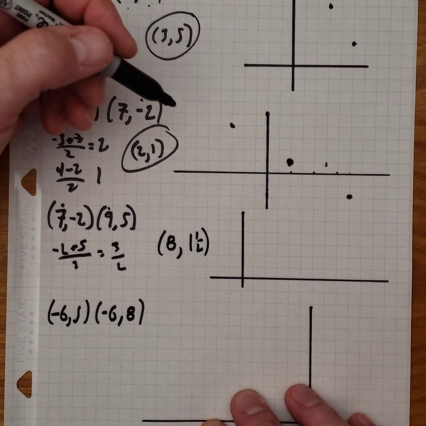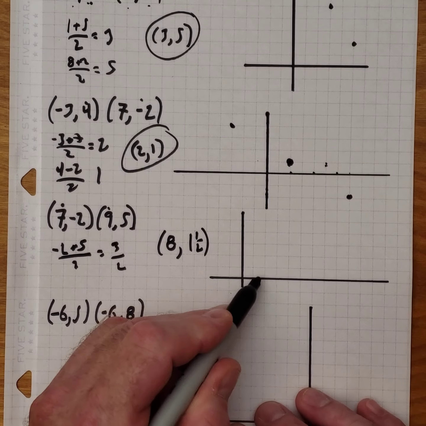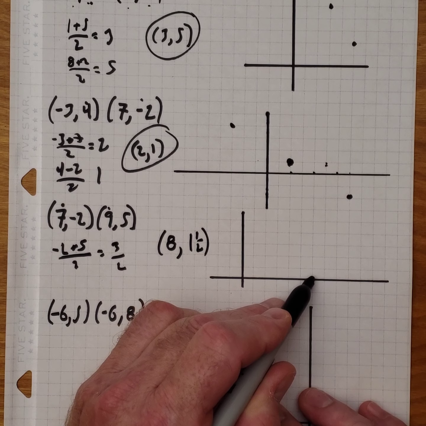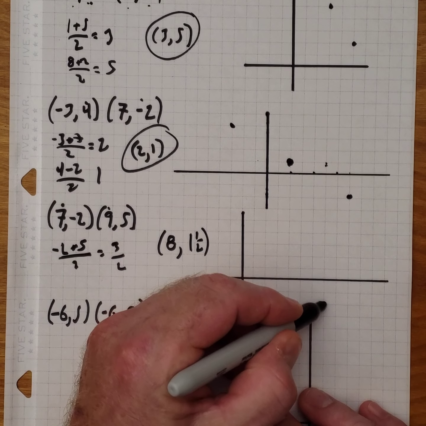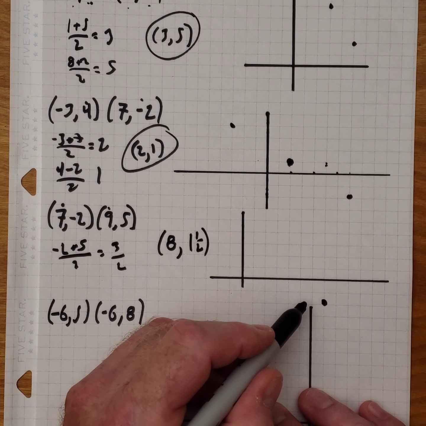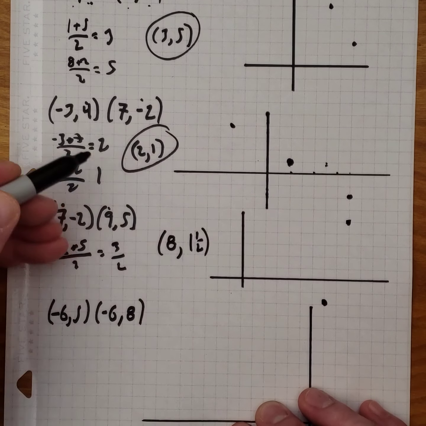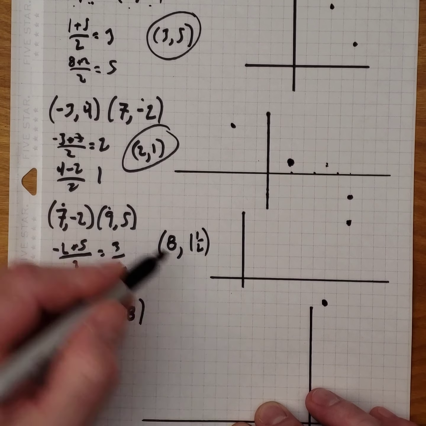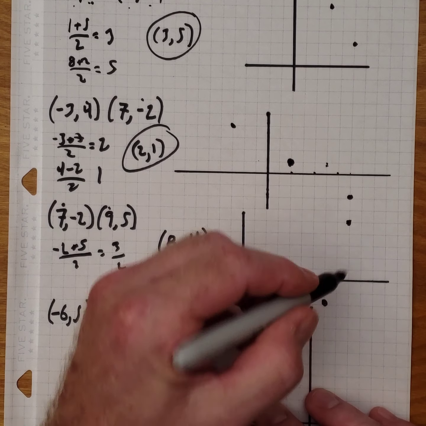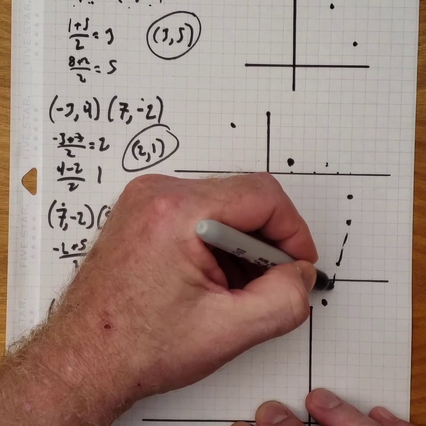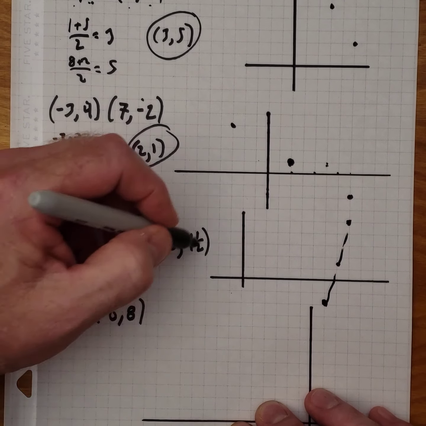Well, let's check that by graphing. 7 is 1, 2, 3, 4, 5, 6, 7, -2. That's right here. And then 9 would be over 2 more and then up. The point 9, 5 would be right there. Well, the point 8, 1.5 would be right there, which looks exactly halfway in between. So I'm happy with that.